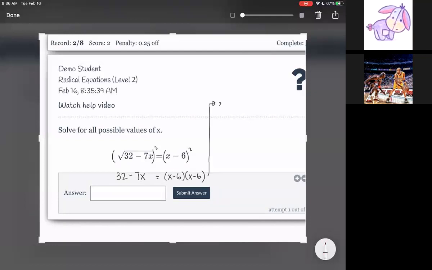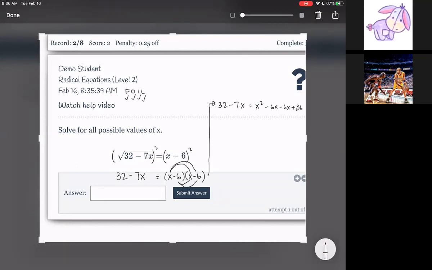So we got 32 minus 7x is equal to, so now we're going to FOIL the x minus 6, x minus 6. So F-O-I-L. The F stands for first, x times x. The O stands for outer, x times negative 6. I stands for inner, that's the negative 6 and the x. And then the L stands for last, so that's the negative 6 and the negative 6, giving us positive 36.